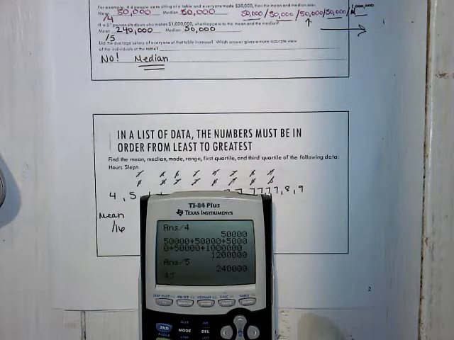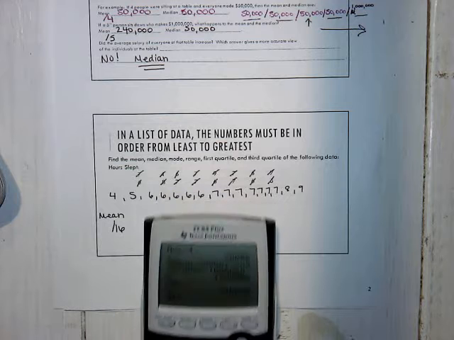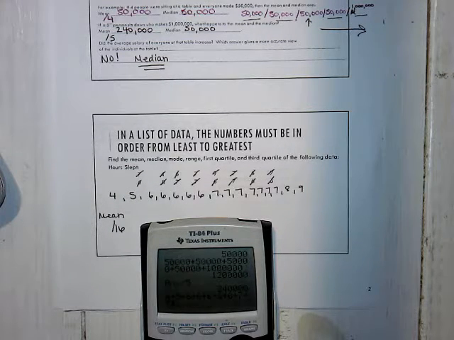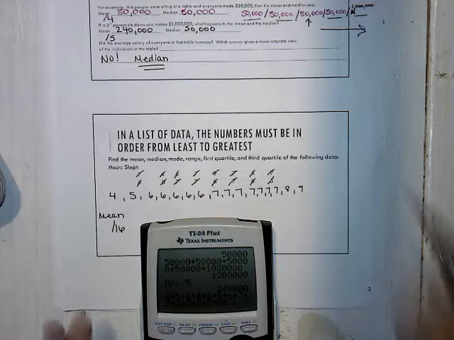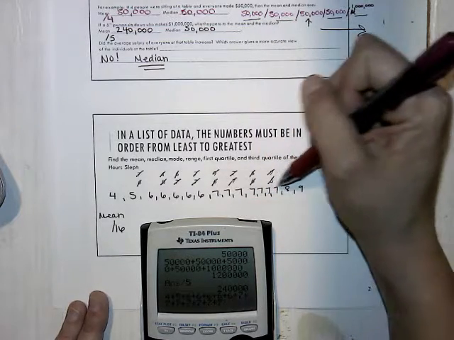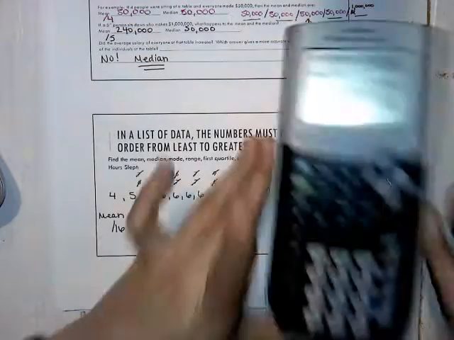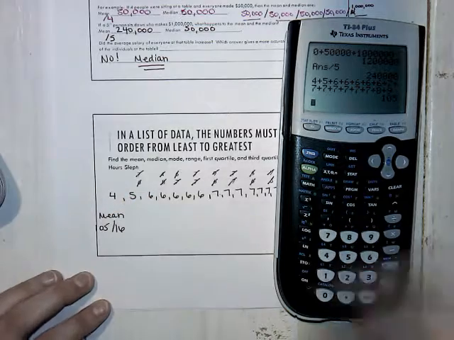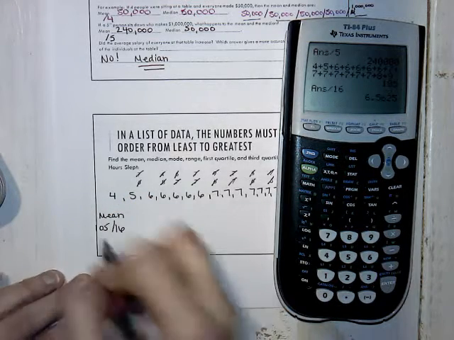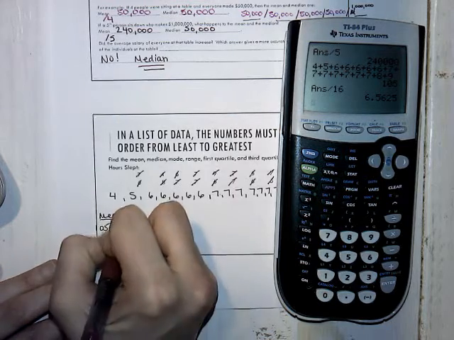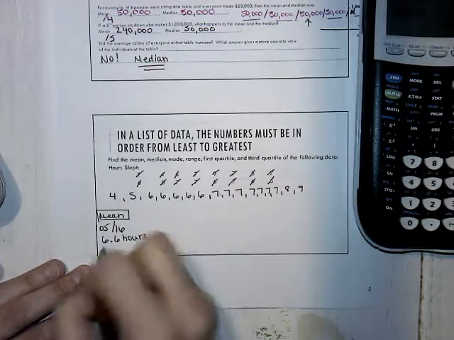So I have 4 plus 5 plus 6 plus 6 plus 6 plus 6 plus 6, then the 7s, I have an 8 and I have a 9. Okay, so that's 105. So I take my 105 and I divide by 16. So my mean is about 6.6 hours.